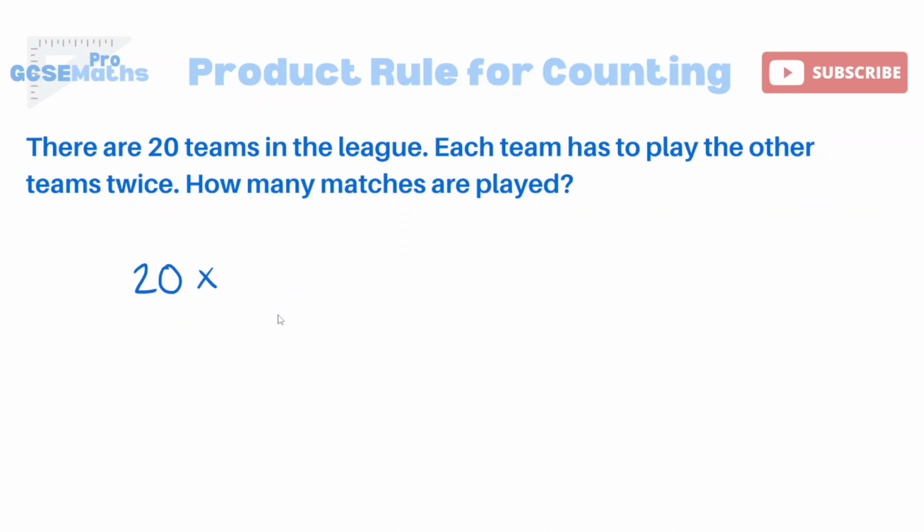Well, one team can't play itself, can they? It's the same kind of scenario with the lock one where we can't repeat the same team. So the actual number of other teams that we can put that first team against is then 19. So I would do 20 times 19, which gives me 380.